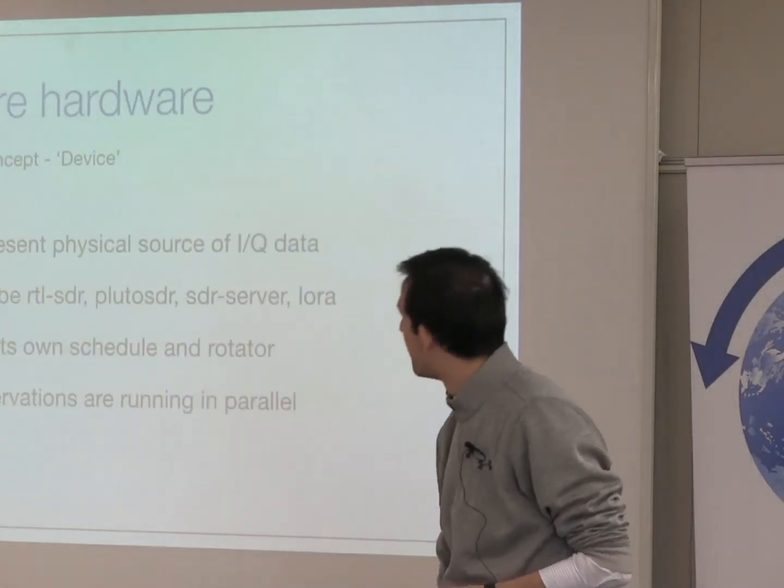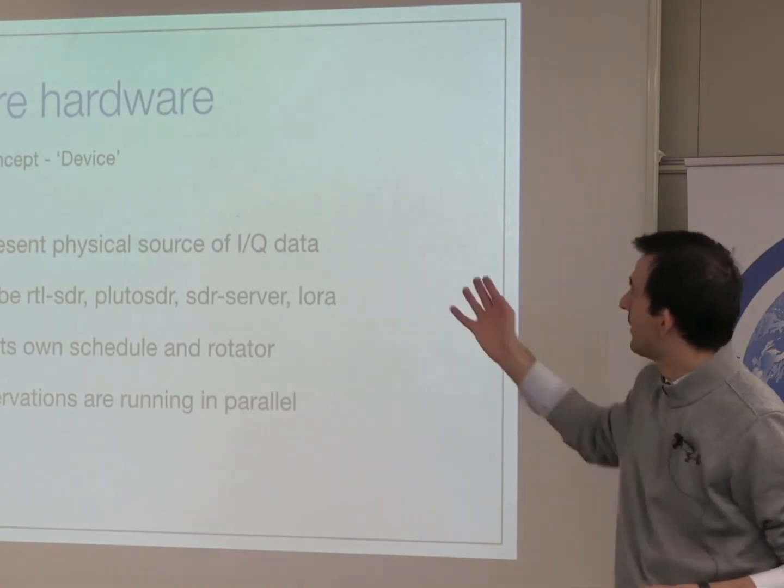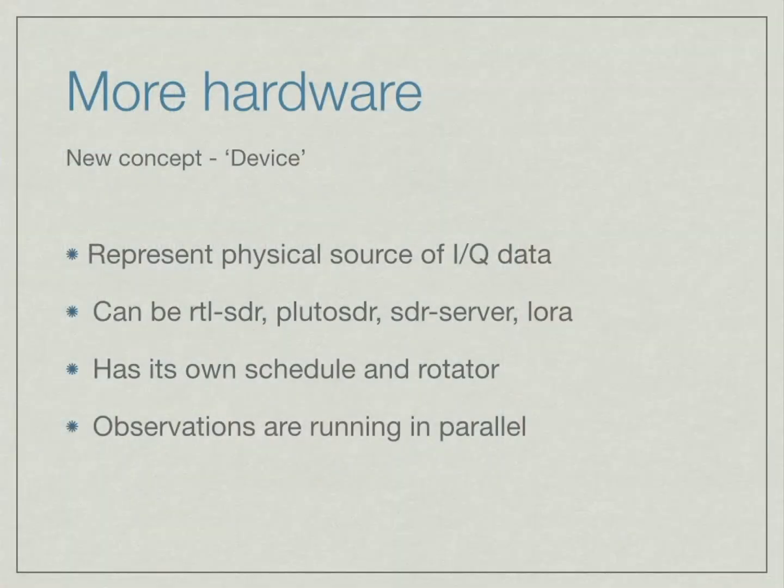And that's how the new concept of a device appeared. So r2cloud now has a concept of a device. It's a representation of a physical source of IQ data. So it can be an RTL-SDR, Pluto SDR, or SDR server. This is something that controls these parallel executions of LoRa. Every device has its own scheduler and rotator so that you can load balance all the observation requests onto different hardware, and all observations run, of course, in parallel.